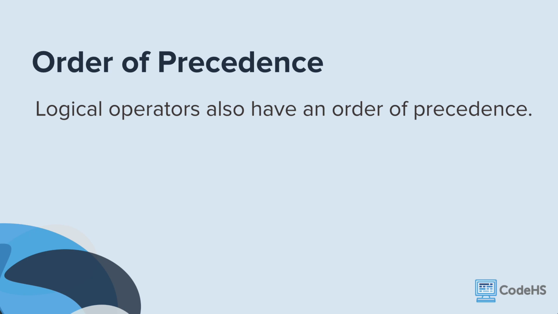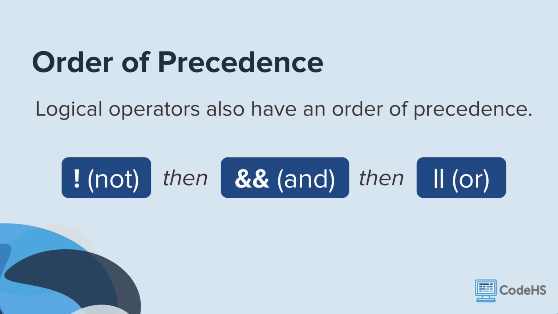When writing Boolean expressions, it's important to know that logical operators have an order of precedence or order of operations, just like mathematical expressions have an order of operations. In the case of Booleans, the order of precedence is not, then and, then or. Let's see this in action.